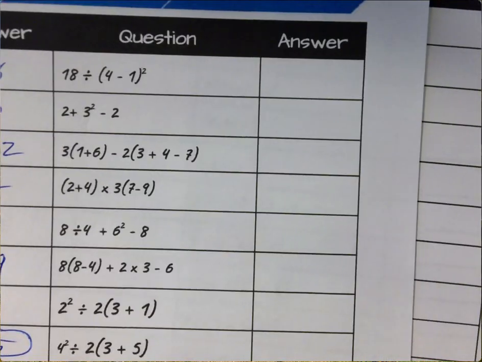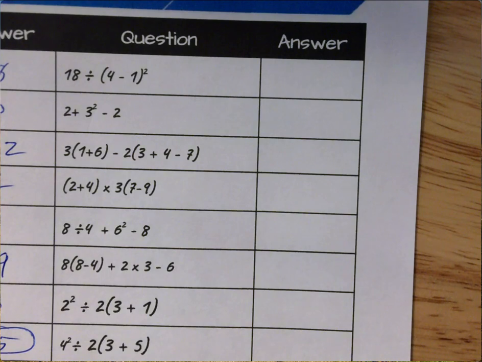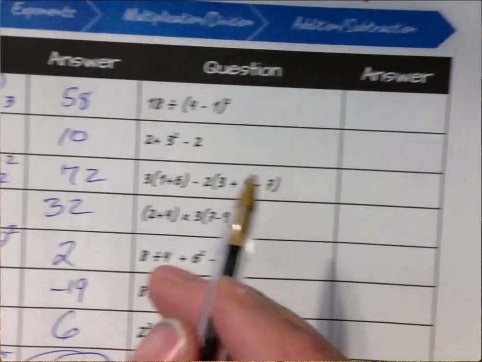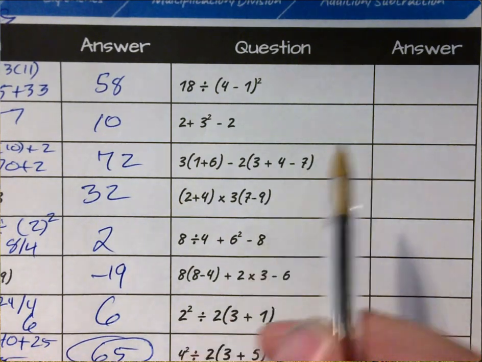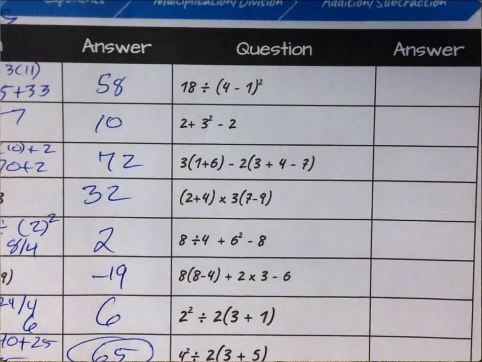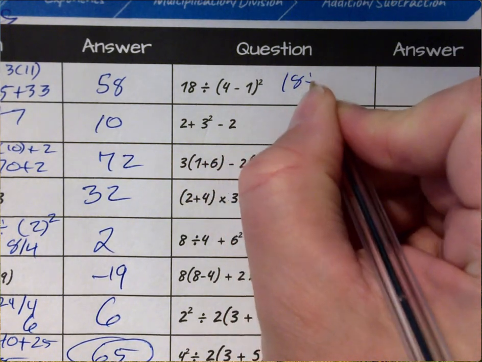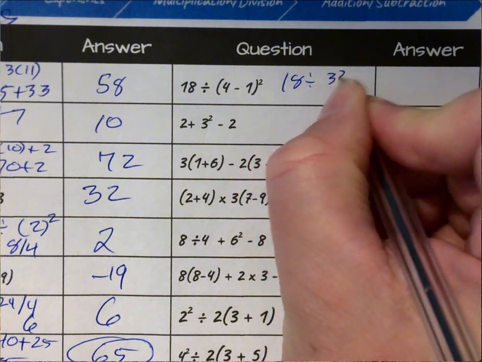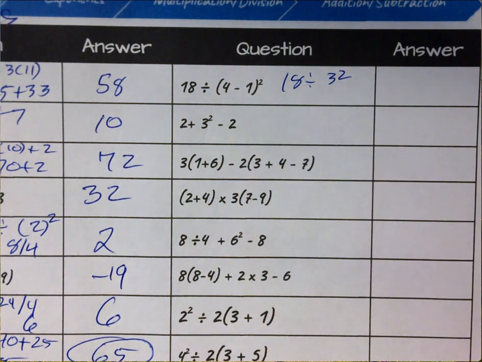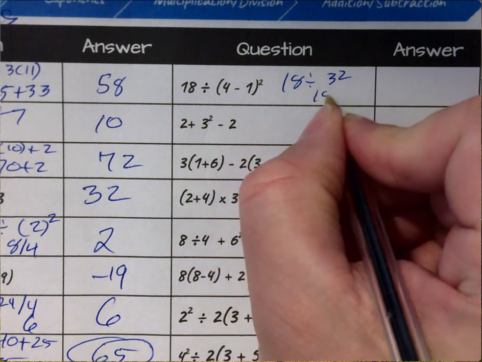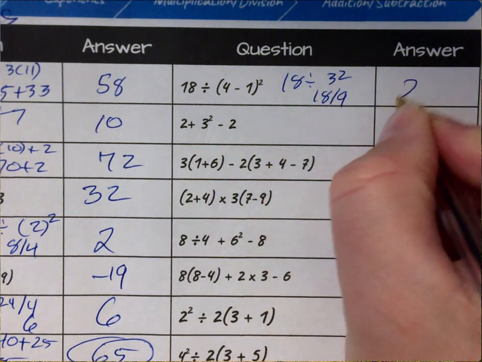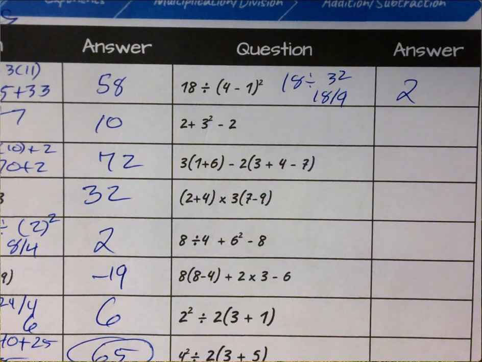So now we're going to do 18 divided by 4 minus 1. Well, 4 minus 1 is 3. So we're going to do 18 divided by 3 squared. Well, 3 squared is 3 times 3, so you got 18 divided by 9. 18 divided by 9 is 2.